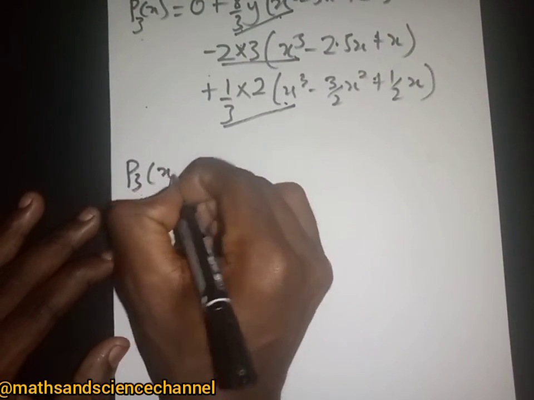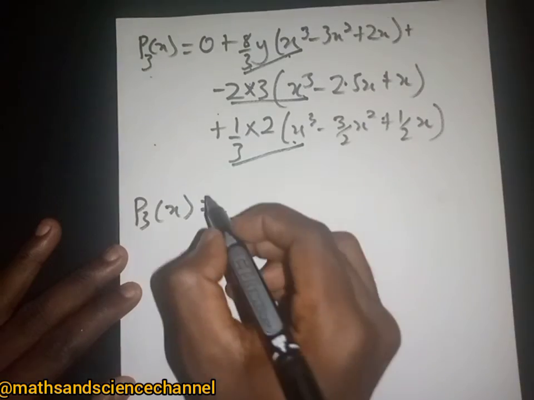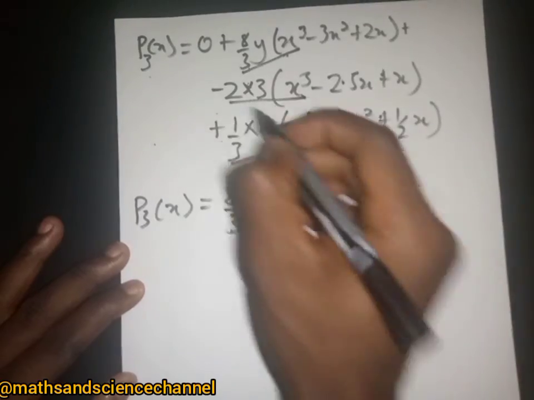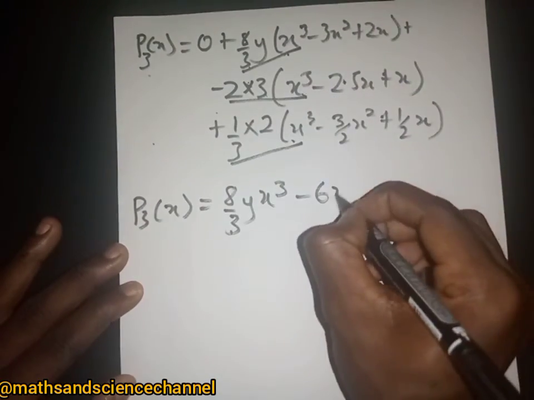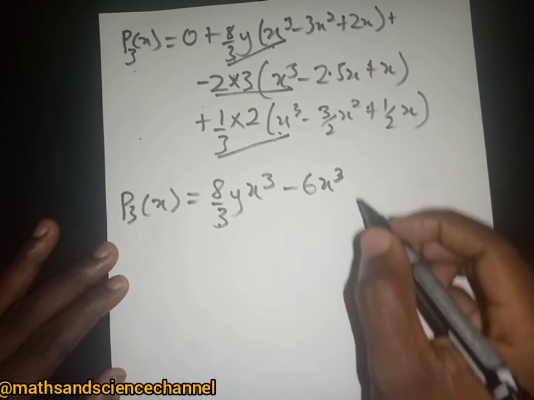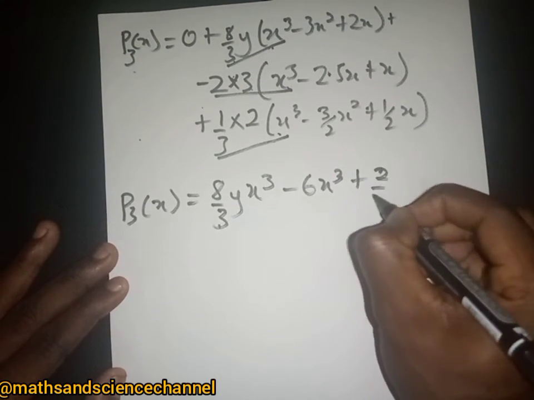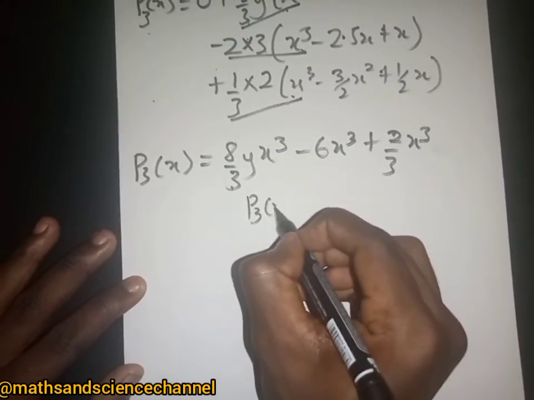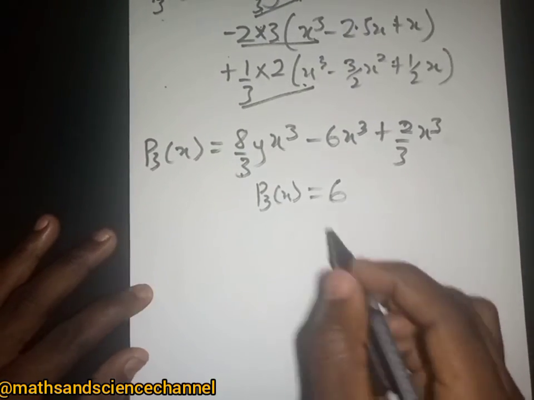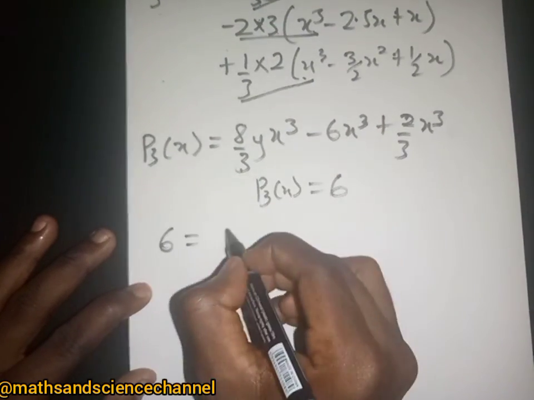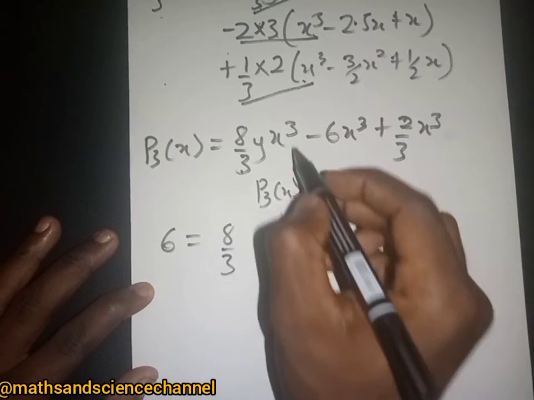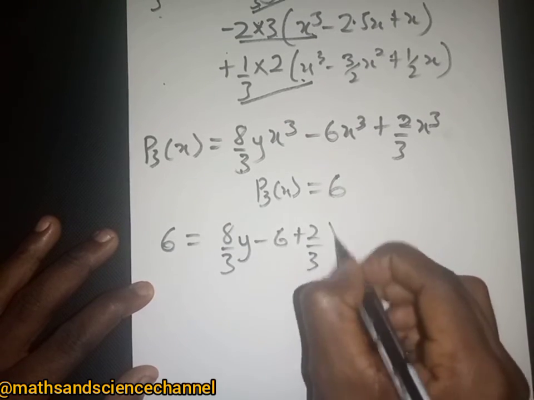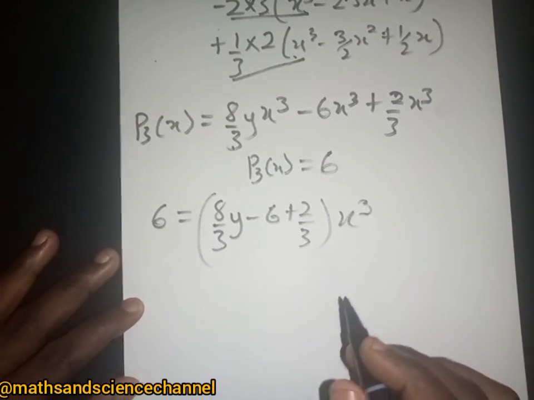So we said that the coefficient of x cubed in P3 will be equal to 8 over 3y multiplied by x cubed, then we have negative 6 x cubed. We are only taking the coefficients of x cubed now, plus 2 over 3, and we have x cubed here. Remember, the question says the coefficient in P3 of x is equal to 6, right? So if that is the case, then 6 will be equal to, let's factorize x cubed out, 8 over 3y minus 6 plus 2 over 3.